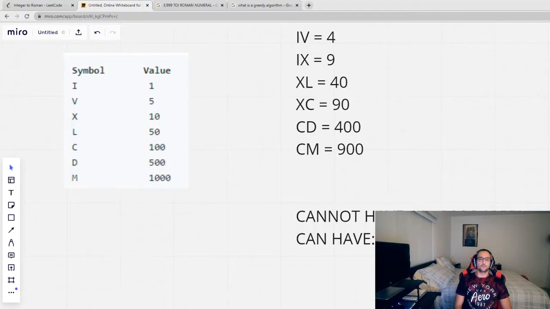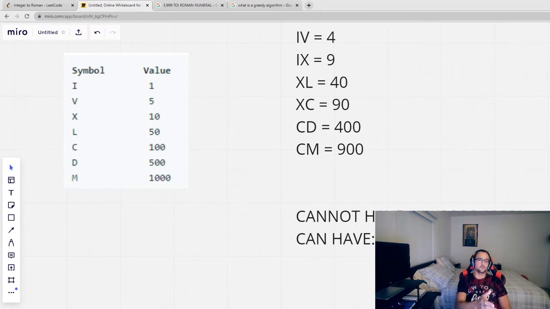Okay, so now that we know the rules, how do we actually solve this problem? Now this is actually where I have to introduce a concept called greedy algorithms. A greedy algorithm is an algorithm that, given a list of choices, will always choose the best choice at the time, and it'll apply that choice to the solution. So let's see how we can implement that here.